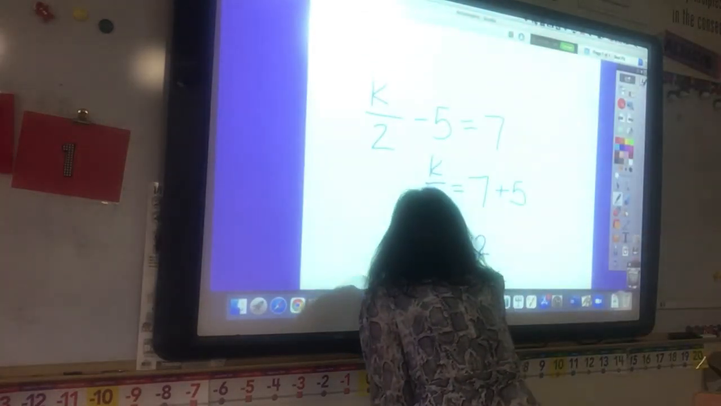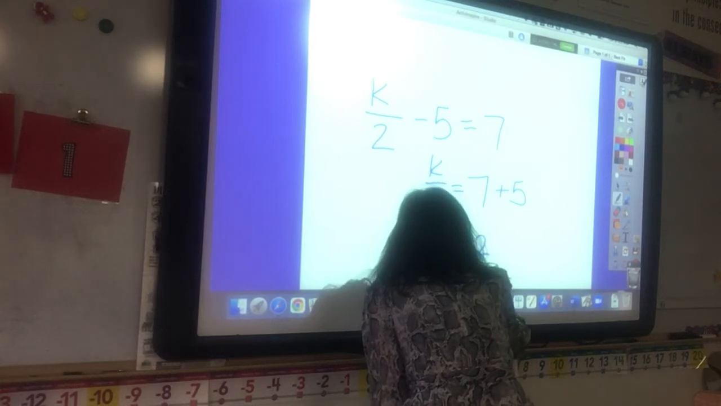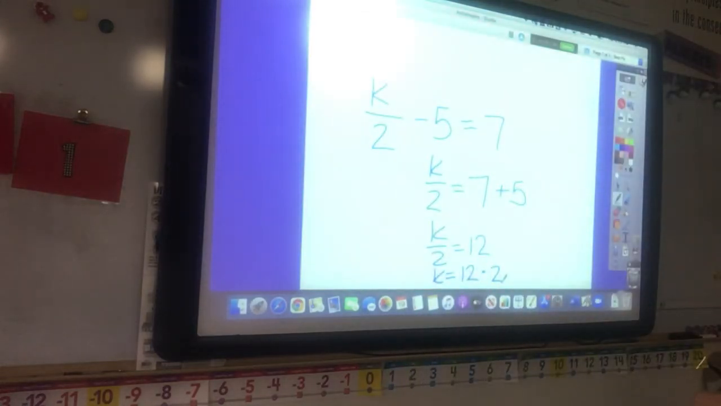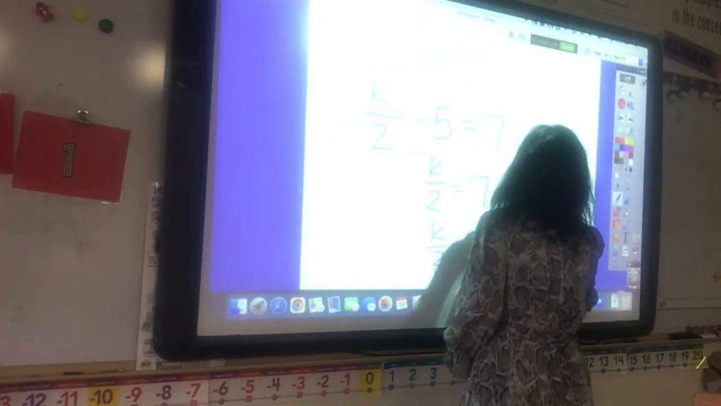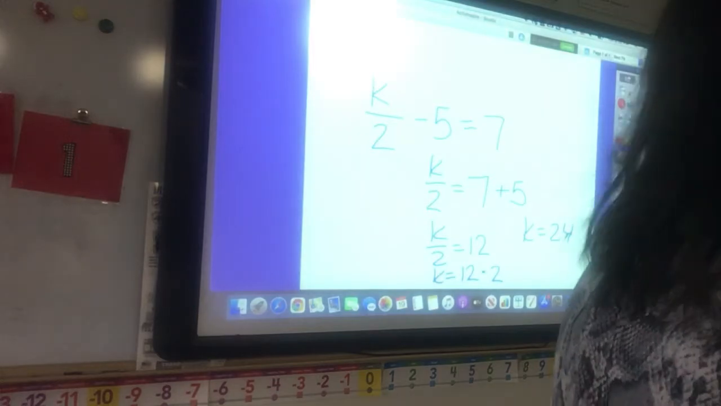Right, so we're going to have k equals 12 times 2. And then we just solve 12 times 2. And so what would 12 times 2 be? Hannah? 24. Okay? And then, if we want to make sure we're right, we're saying k is 24. We can go back and check it. So we put 24 in. We get 24 divided by 2, which is 12, minus 5, which is 7.